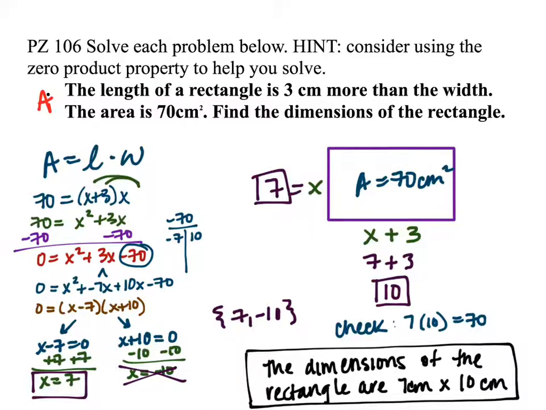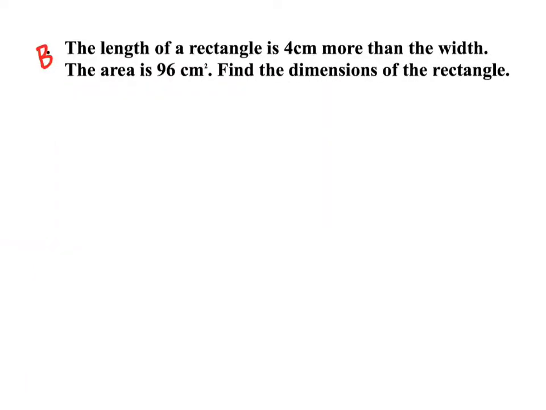So B asks us, let's switch gears. So we're going to have you try B on your own. The length of a rectangle is 4 more than the width. The area is 96 centimeters squared. Find the dimensions of the rectangle. Now, this is very close to what we just previously did in A. So if you're not sure what to do, the wording is almost the exact same with a couple of differences with the actual lengths that are changed. So, go ahead, pause the video at this time and try out B.